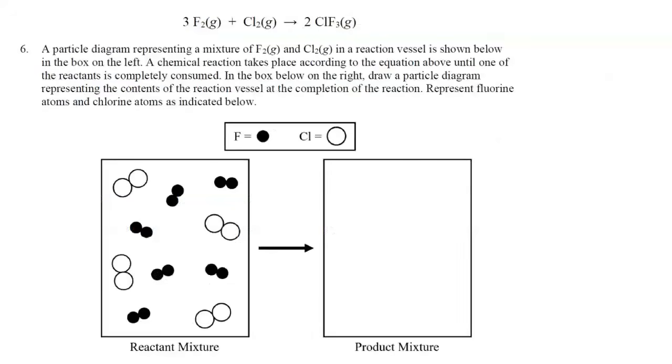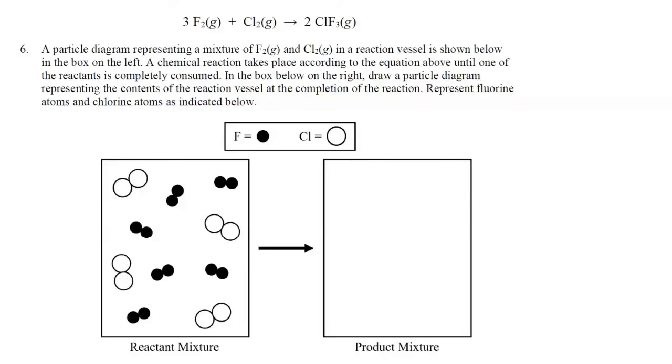Question 6 involves a particle representation of the reaction between fluorine and chlorine. So we have a particle diagram representing a mixture of fluorine and chlorine in the reaction vessel in the box on the left. And then we have to draw in the box on the right a particle diagram representing the contents of the reaction vessel at the completion of the reaction.